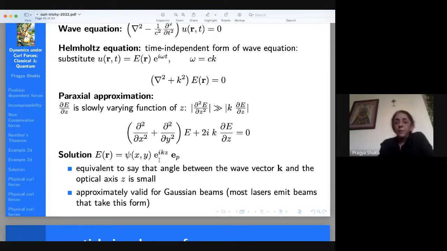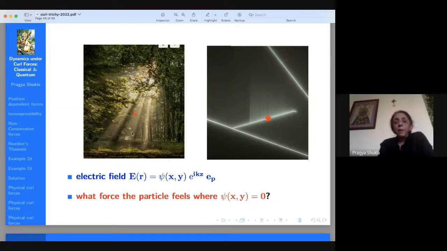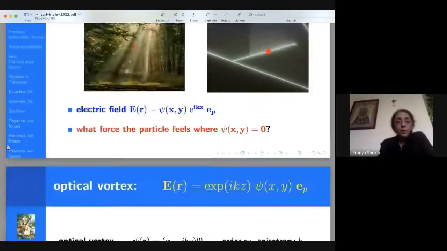I'm thinking about a beam of rays and a particle kept in it. The question is what happens in the region where psi(x,y) goes to 0. I'm now going to claim this is a very important region, and this is a region where the curl force appears in the most dominant way.